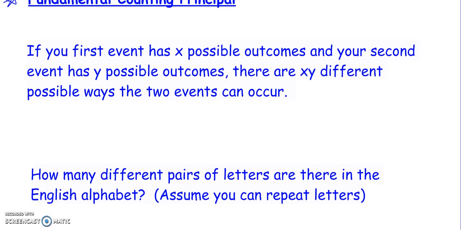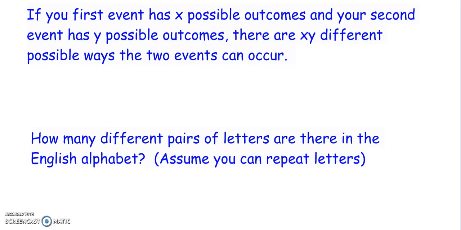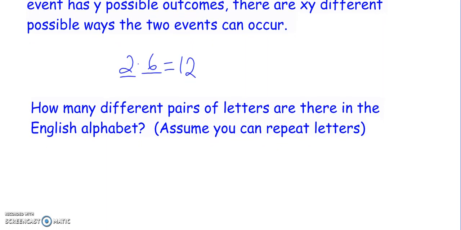So again, if you have 2 possible outcomes, the first event has X, the second event has Y, then it is X times Y possible ways to occur. If you are going to flip a coin, which has 2 outcomes, and roll a dice, which has 6 outcomes, well, then there are 12 total different outcomes. I'm sure you could list them on your own.